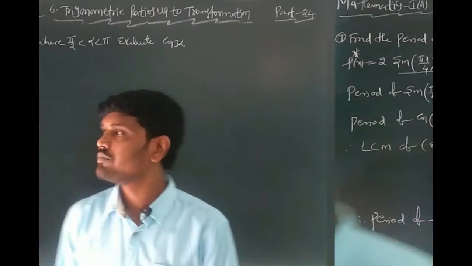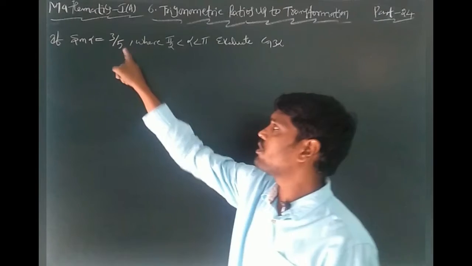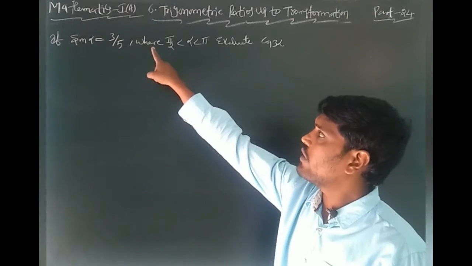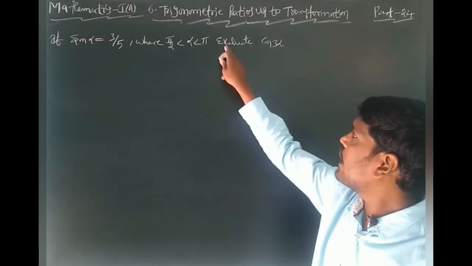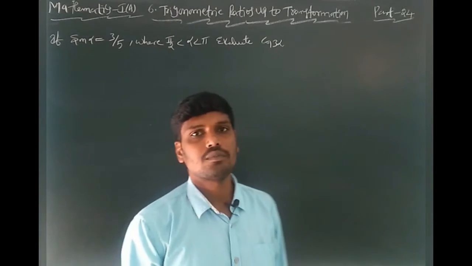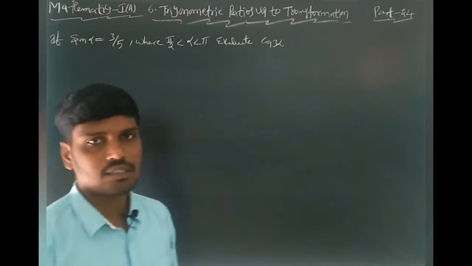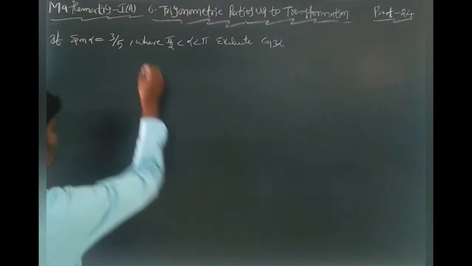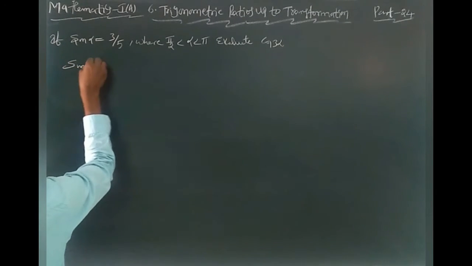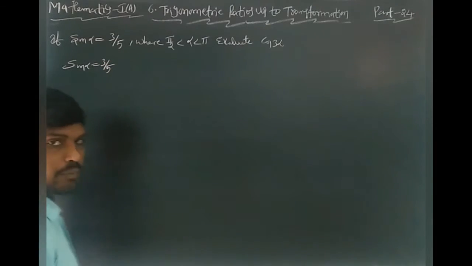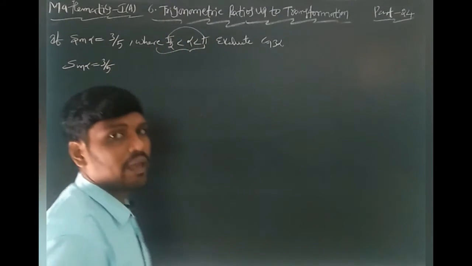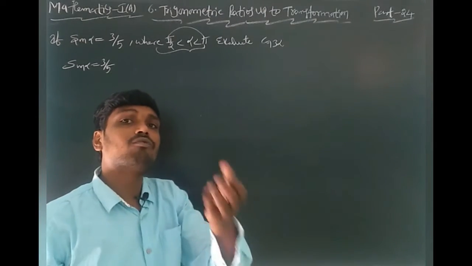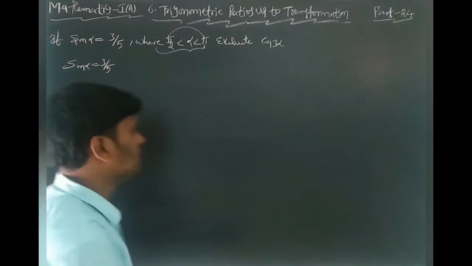The problem is: if sine alpha is equal to 3 by 5, where pi by 2 is less than alpha less than pi, evaluate cos 3 alpha. That means find the value of cos 3 alpha. First of all, sin alpha is given. Sin alpha value is 3 by 5. Here alpha lies between pi by 2 to pi. Pi by 2 to pi, which quadrant? Second quadrant.